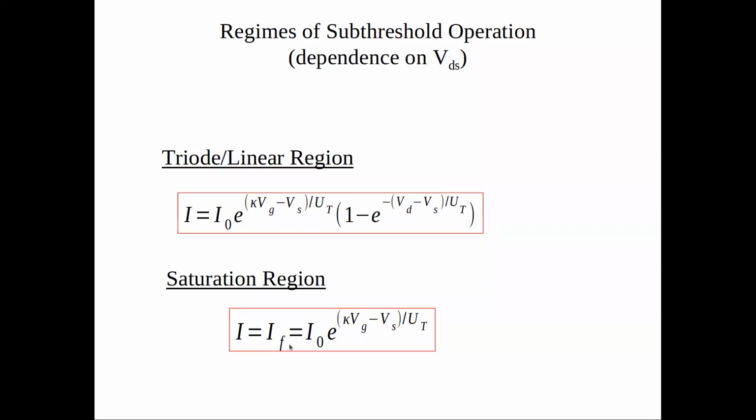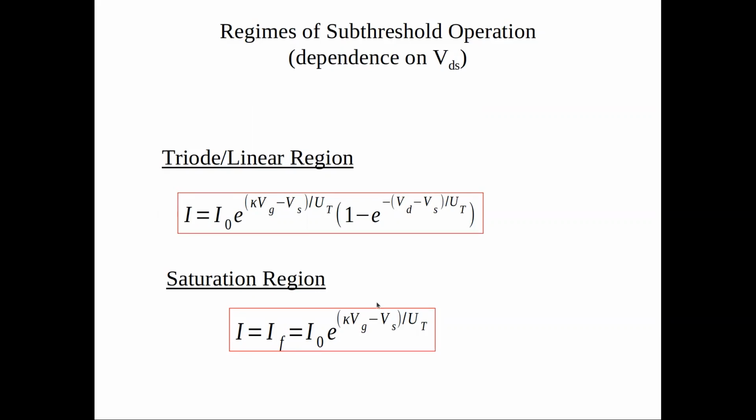There's only current flowing one way from the drain to the source. It's only the forward current, and it's really a simple equation. And then you can imagine if you have 2, 3, 4 transistors, you can really start putting together simple equations like this, and then reason your way through the circuit.